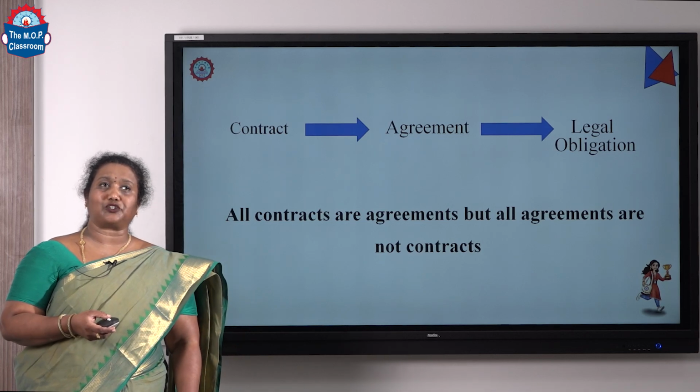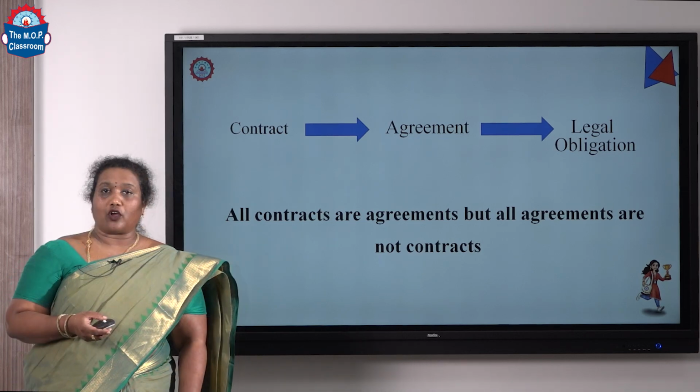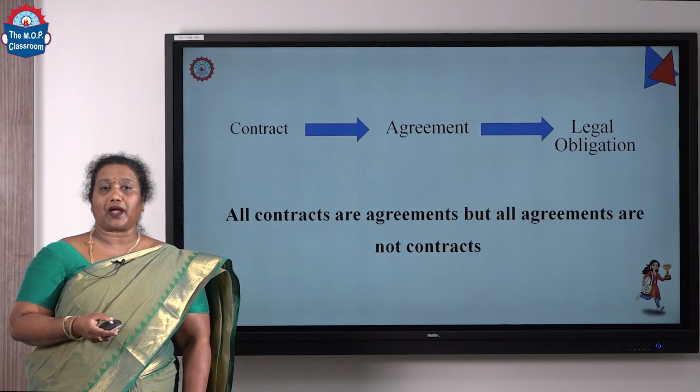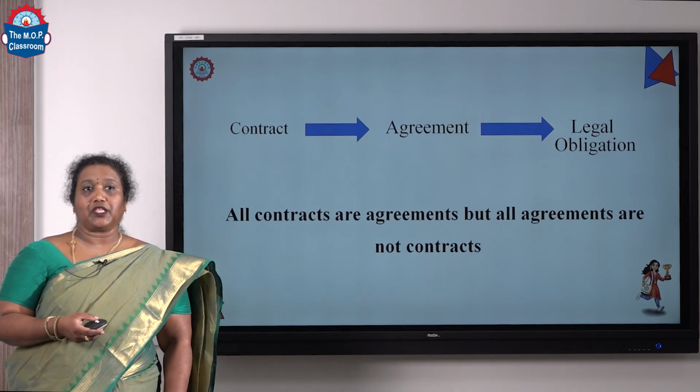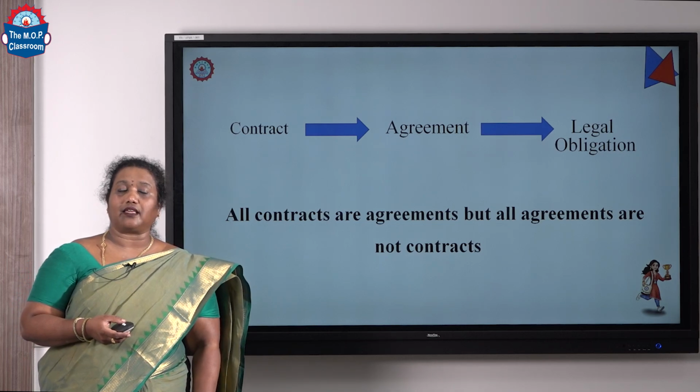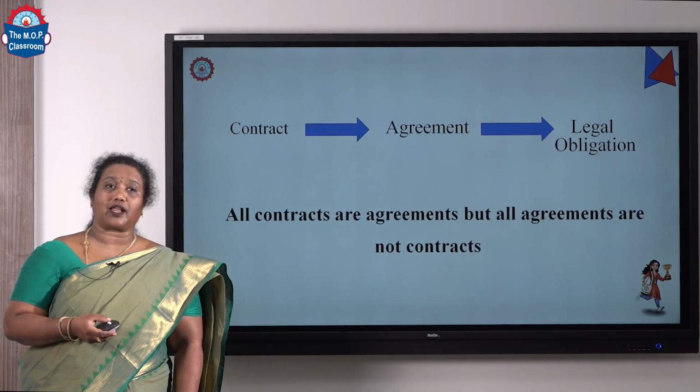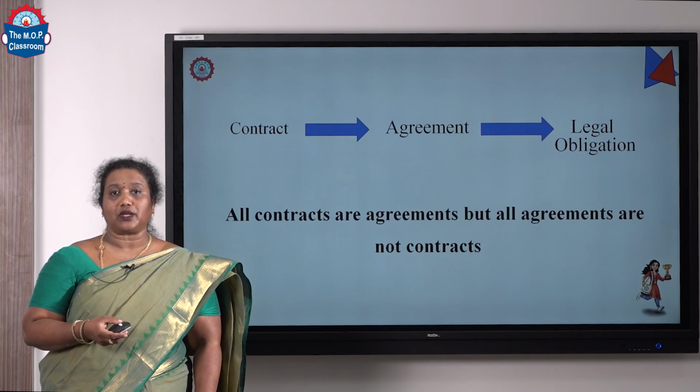Say two parties enter into an agreement to sell a car for a price of 1 lakh. The parties to the contract are, say, A and B. A is the seller and B is the buyer. The subject matter here is selling a car. This is a valid contract because this agreement gives rise to a legal obligation.